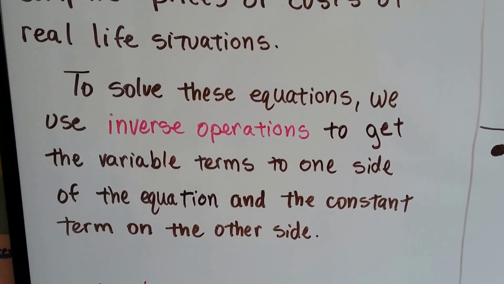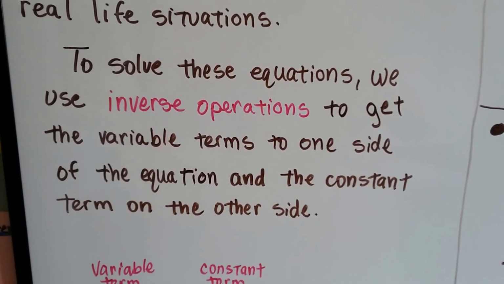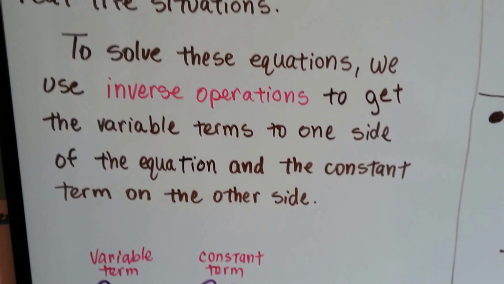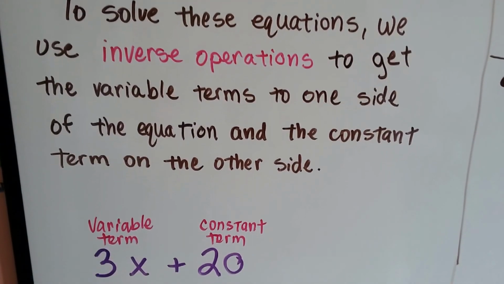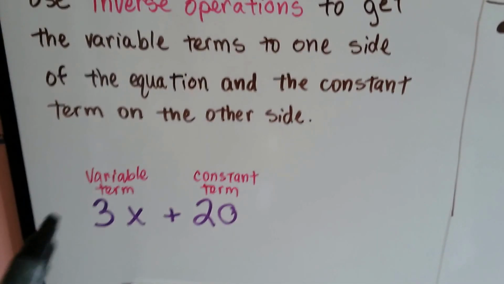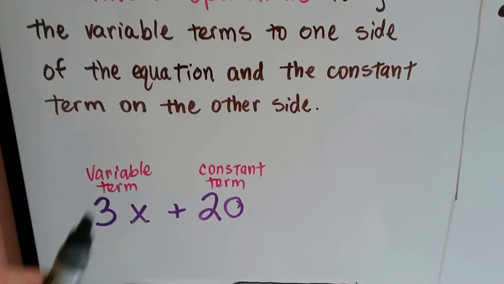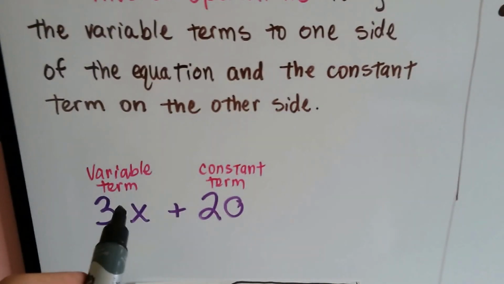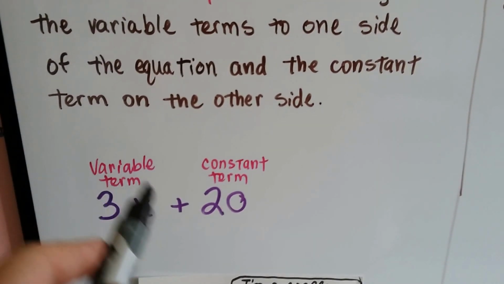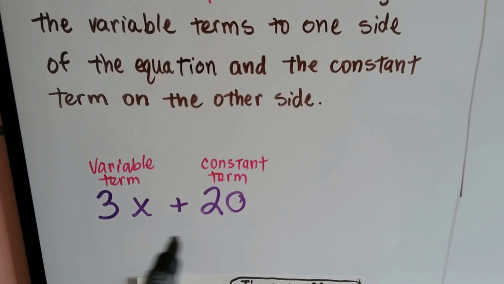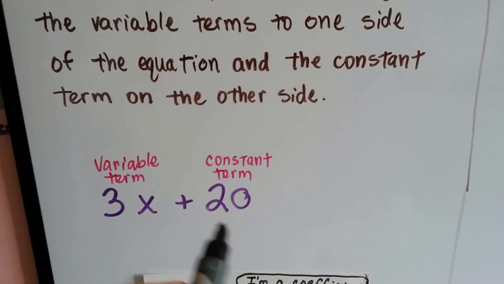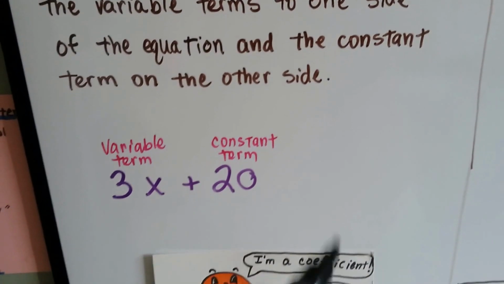And to solve these equations, we use inverse operations, opposite ones, to get the variable terms to one side of the equation and the constant term on the other side. A variable term is a term, and terms are separated by operation signs. This is a variable term because it's got a variable in it. This is a constant term because it's a constant that's not going to change.